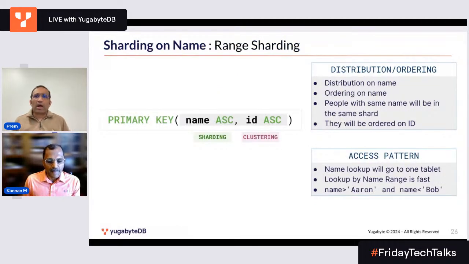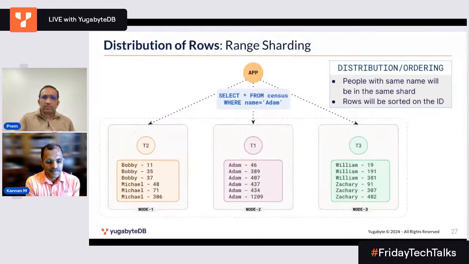Now let's see what happens when you range shard on name and ID. Primary key has to be unique in the same way, just as we discussed in shard. You have to add ID in this scenario because name is not unique. And your entire data will be distributed on name and ordered on name.